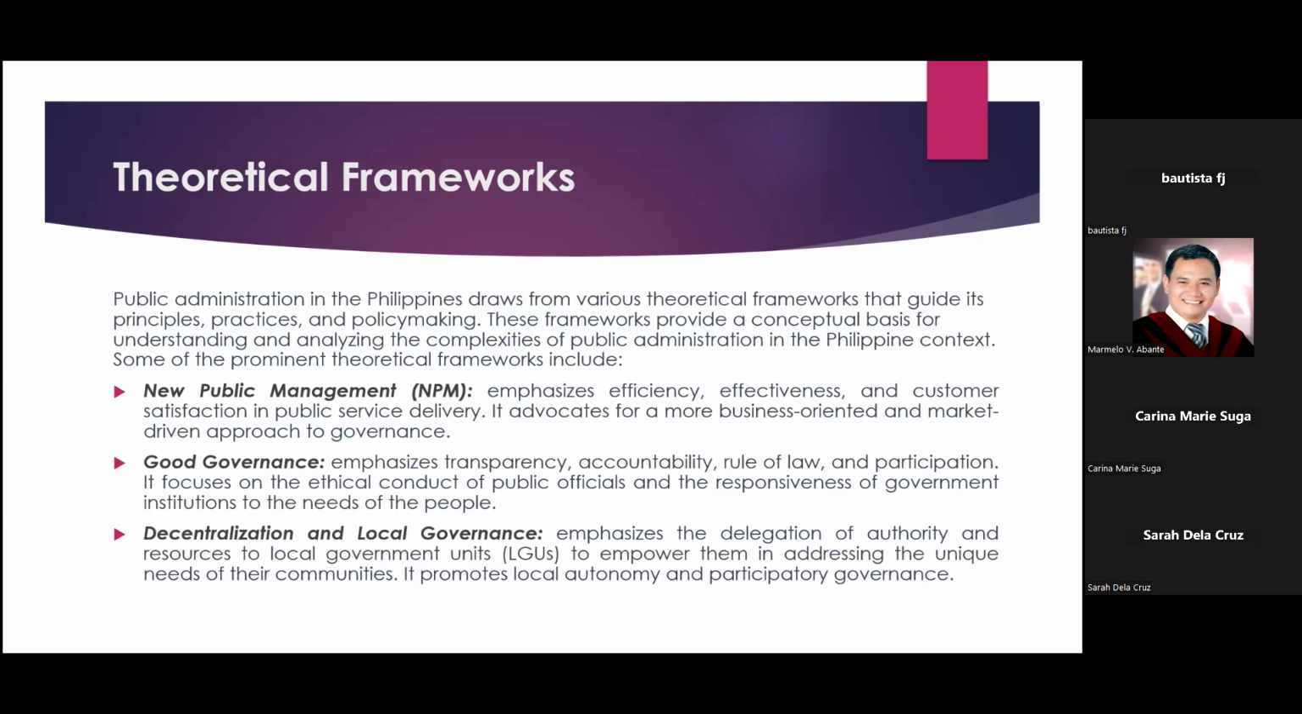Next is good governance. It emphasizes transparency, accountability, rule of law, and participation. It focuses on the ethical conduct of public officials and responsiveness of government institutions to the needs of the people. Decentralization and local governance emphasizes the delegation of authority and resources to local government units to empower them in addressing the unique needs of their communities. It promotes local autonomy and participatory governance.